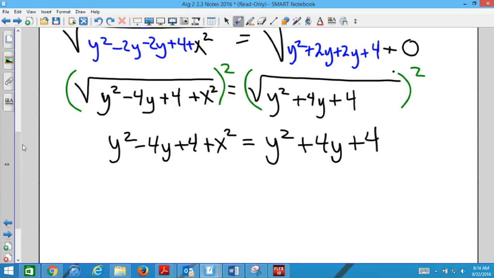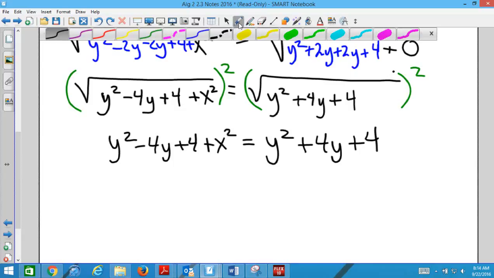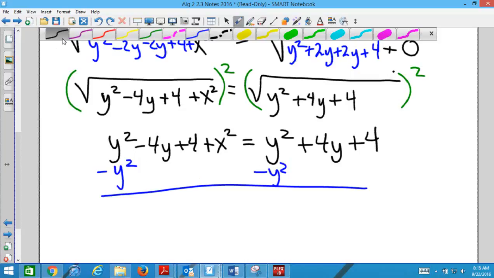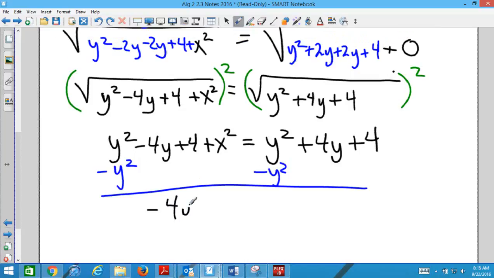Just take away the y squared from both sides. Right. So if we subtract the y squared from both sides, we now have negative 4y plus 4 plus x squared equals 4y plus 4.